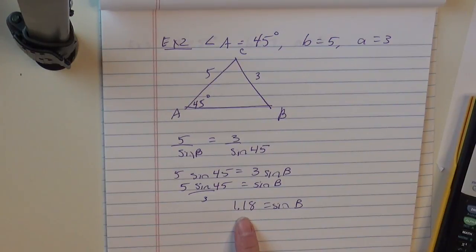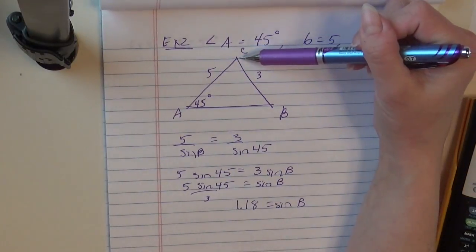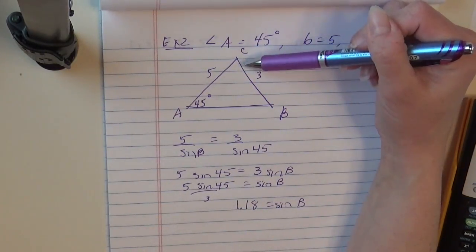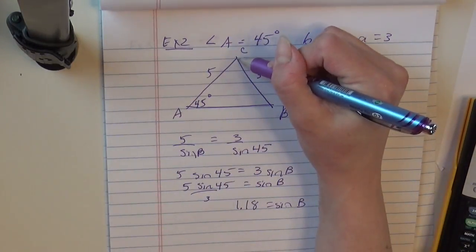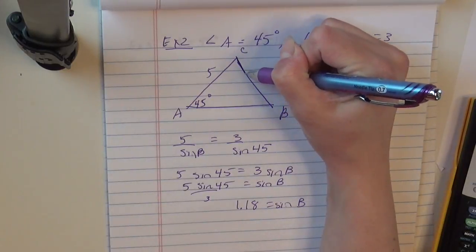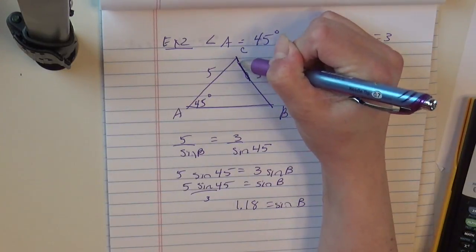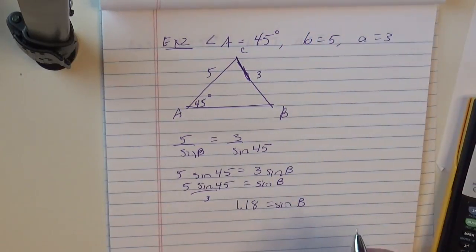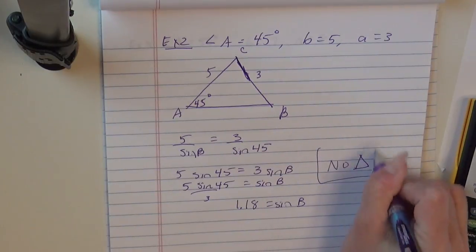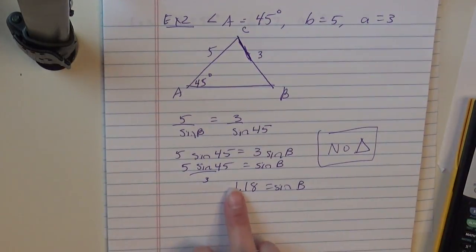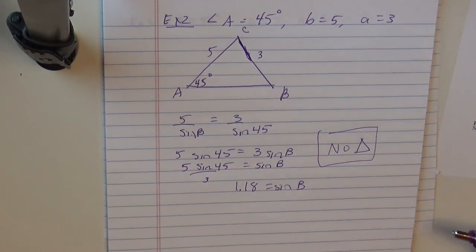And another reason this is undefined, if we go back up here, this side length of 3 was actually too short to reach the segment AB down here. So you've actually had a situation where it only came down maybe this far, and it was just too short to reach it. So this is an example where you have no triangles, and whenever this occurs, you're going to get an error when you try to solve for your sine inverse. So that's how you know there's no triangles here. Okay, so example 2 had no triangles.